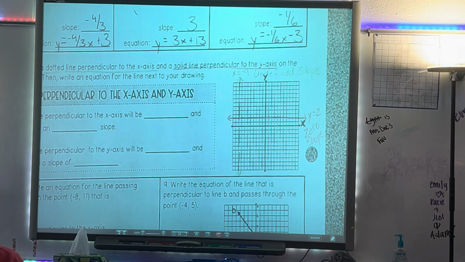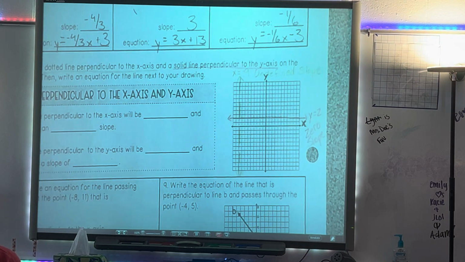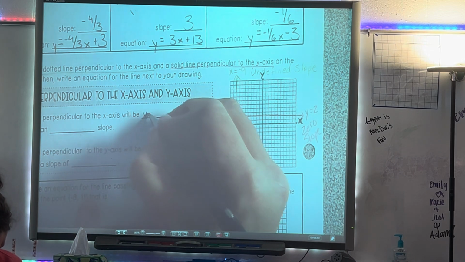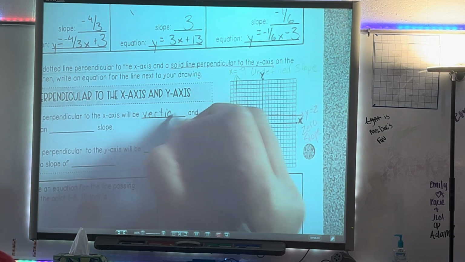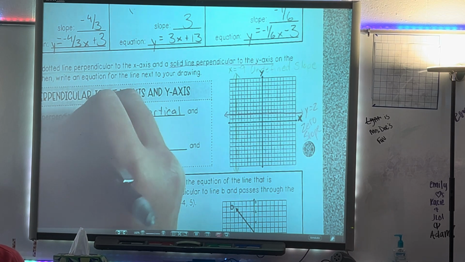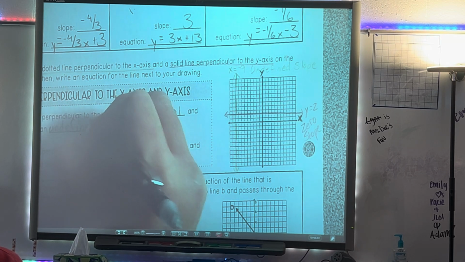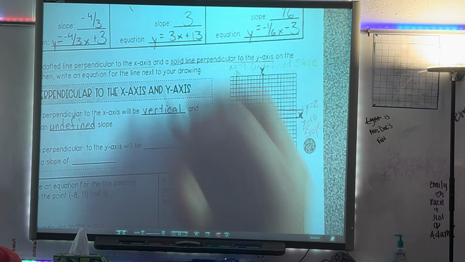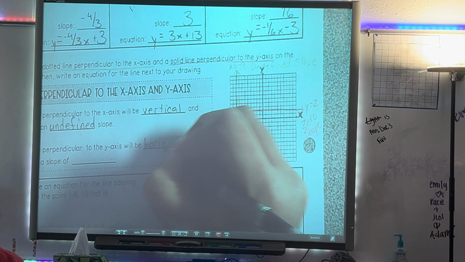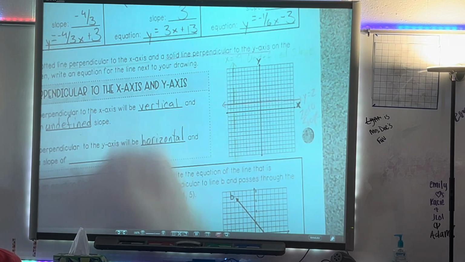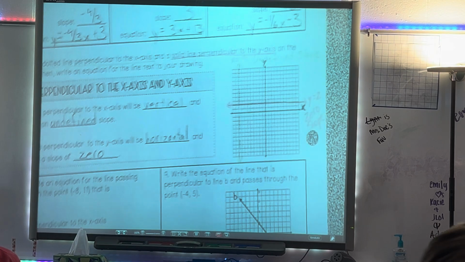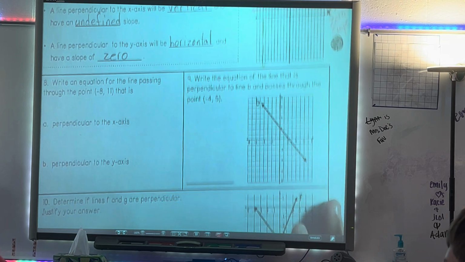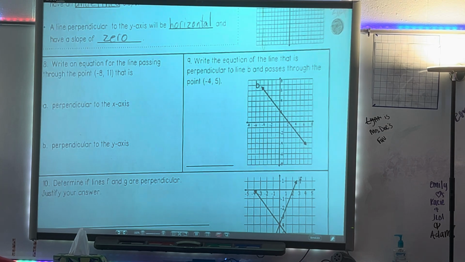So a line perpendicular to the x-axis is vertical and will have an undefined slope, so we wrote that there. A line that is perpendicular to the y-axis will be a horizontal line and will have a slope of 0, which we already wrote over there to the side. Alright, y'all okay?